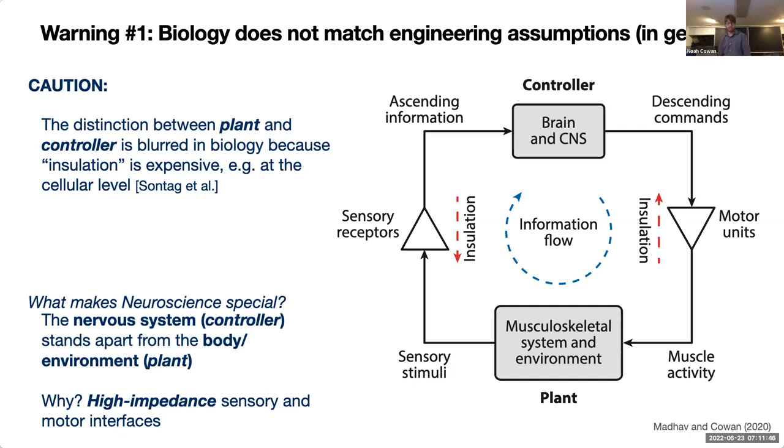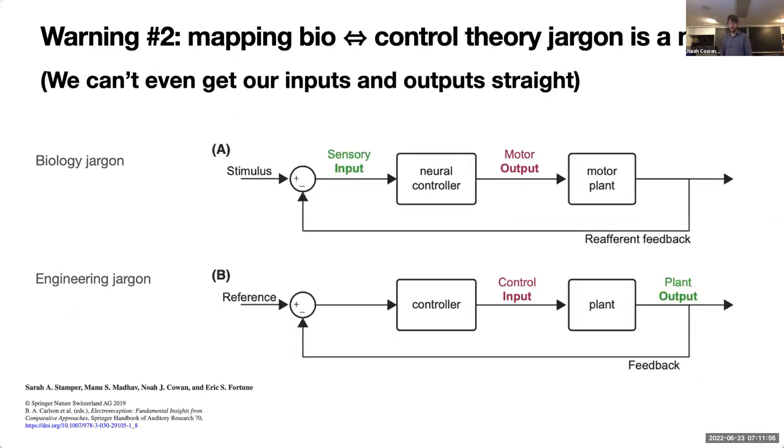at a workshop organized by Tom Daniel and others, that got me really thinking about this. And then we finally wrote it down in a paper a couple of years ago with my former postdoc, Manu Madhav. So another caution is that the mapping between the different communities can be really confusing. So in biology, we talk about sensory stimuli, we talk about sensory inputs, and we talk about motor outputs.